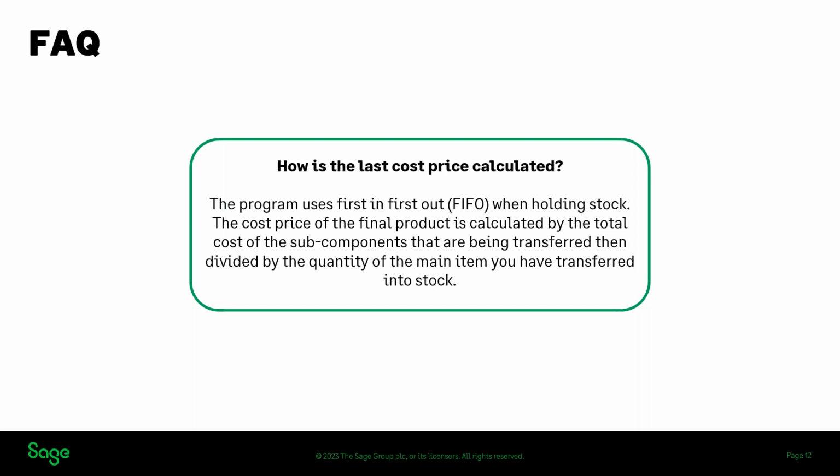It becomes more complex if the cost price varies. To work out your final product, FIFO will be used, in this order, for the relevant cost price. So all in all, the cost price of the final product is calculated by the total cost of the subcomponents that are being transferred, then divided by the quantity of the main item that you are transferring into stock. But what I'm going to do now is talk about some of the reports that we have in the software that you have access to that will actually help you identify this information.